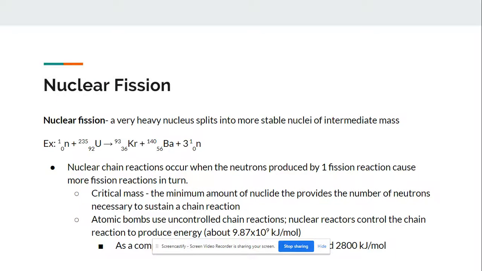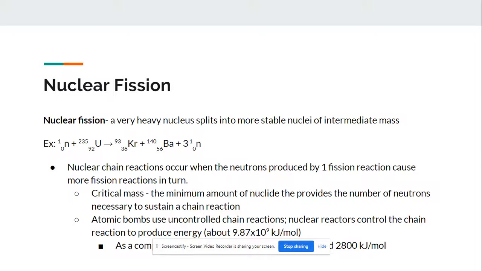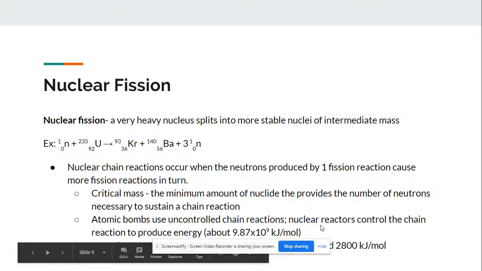With nuclear reactors, they have rods of something like bismuth that will absorb these extra neutrons so they can contain the reaction. Because as we can see down here, the amount of energy that an atomic bomb can produce is like 9.87 times 10 to the ninth, which is like 9.87 billion kilojoules per mole of uranium used in the reaction. So we need to control that amount of energy, otherwise it decimates the area.